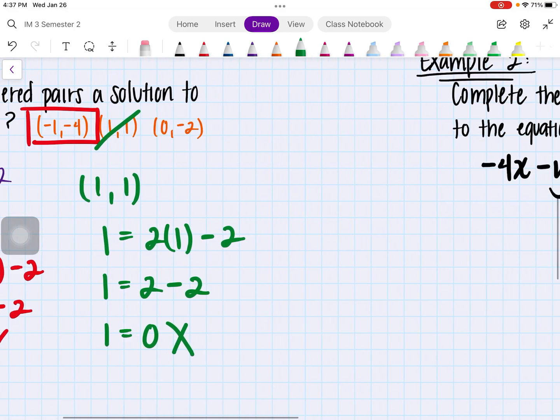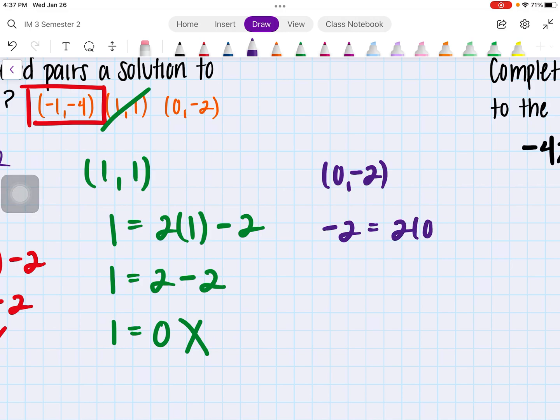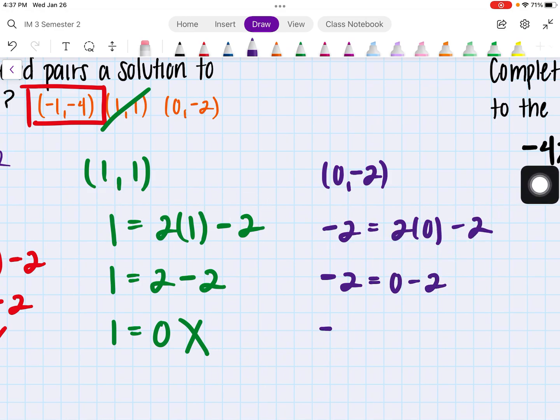Now let's go ahead and take a look at 0, -2. And once again, wherever I see a y, I'll put a -2. Wherever we see an x, we'll put a 0. So we have -2 equal to 2 times 0 minus 2. Bring everything down. In this case, 2 times 0 is going to be 0. And 0 minus 2 in this case, guys, is going to be a -2. So -2 equal -2 is a true statement.